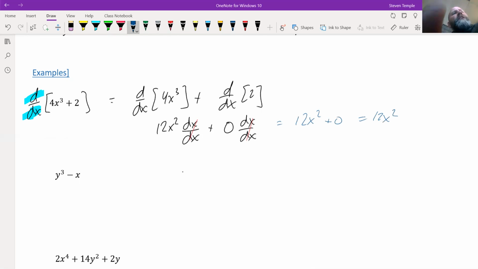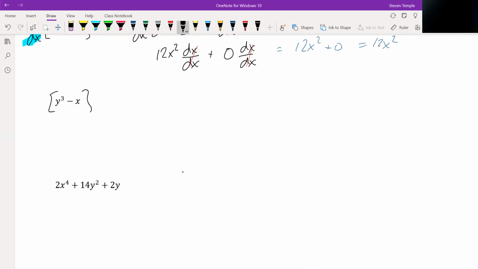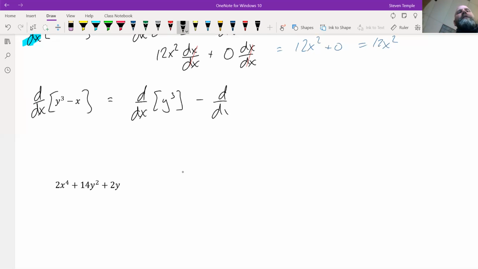Now, why are we talking about that? Well, because the next one, if I have y cubed minus x, and I ask you to take the derivative with respect to x, then I'm asking take the derivative of y cubed with respect to x, and the second part is take the derivative of x with respect to x. So when you take the derivative of y cubed, nothing new there. It's just the power rule, 3 comes down, y squared. But this time, it's times dy over dx. I'm taking the derivative of y, so it's the differential of y with respect to dx.